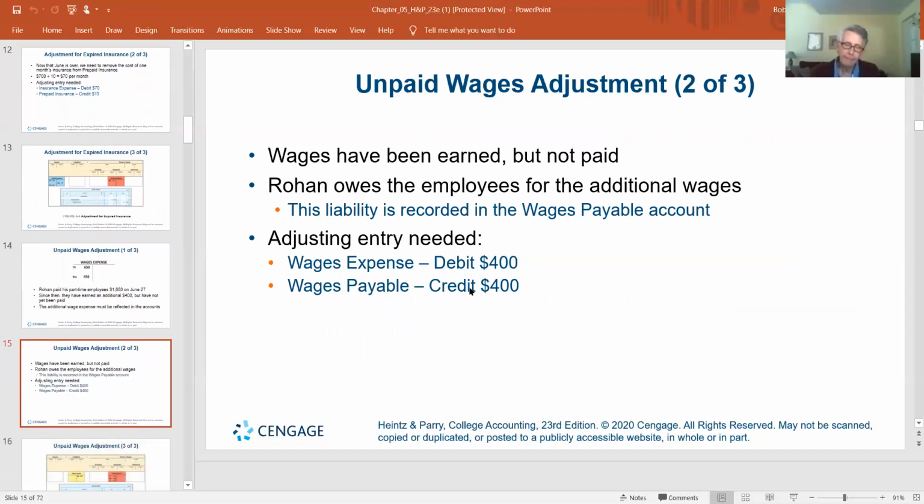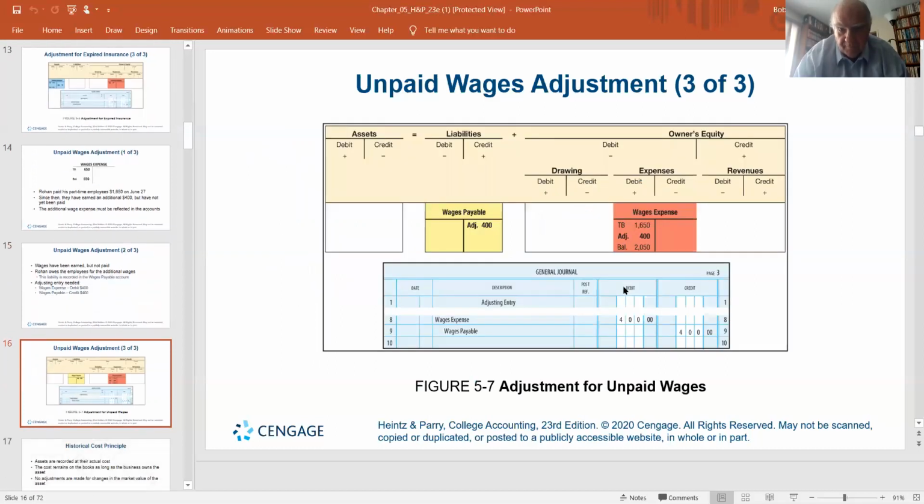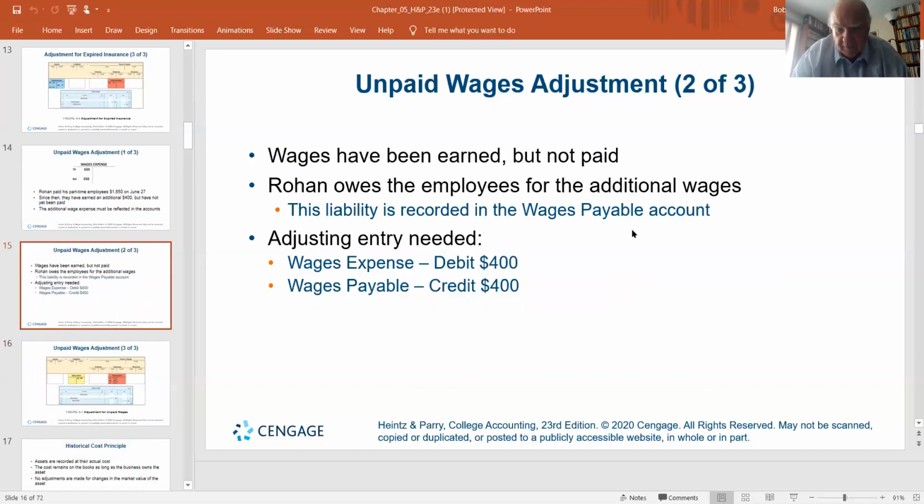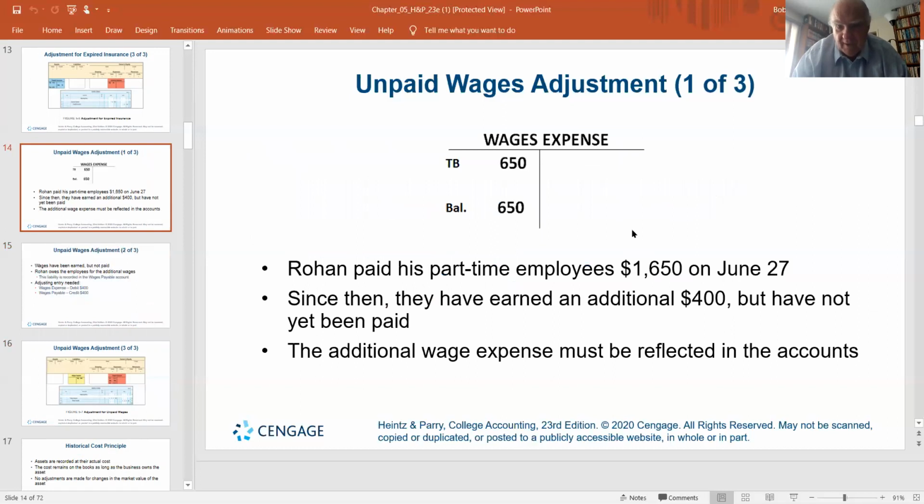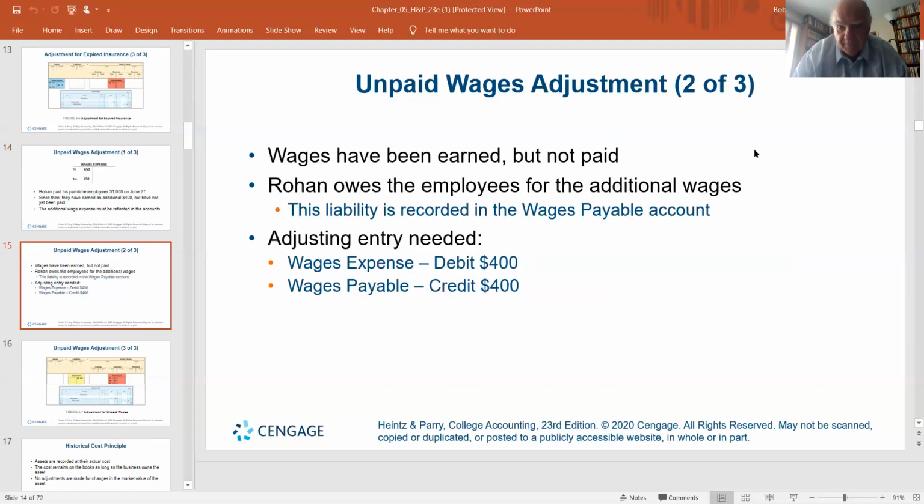Look at our journal entry. Debit wage expense, credit the payable. And here you see the $1,650. And I'm just going back here. This looks like a typo, huh? $1,650, but they're only showing six. That should be $1,650, okay?